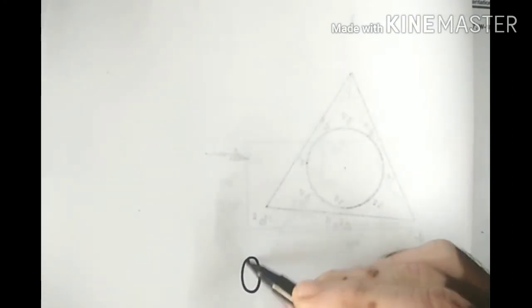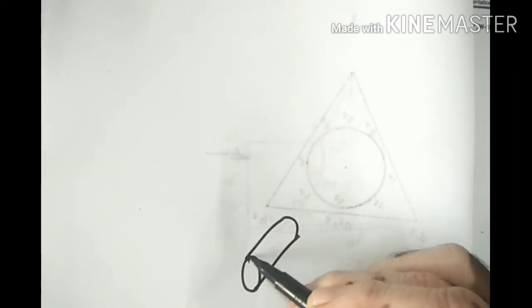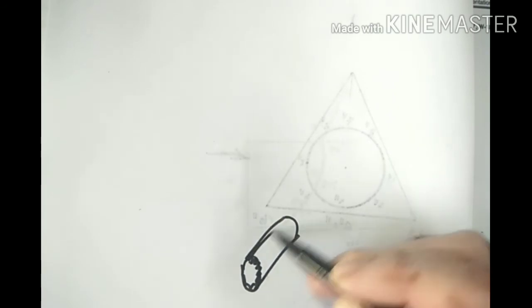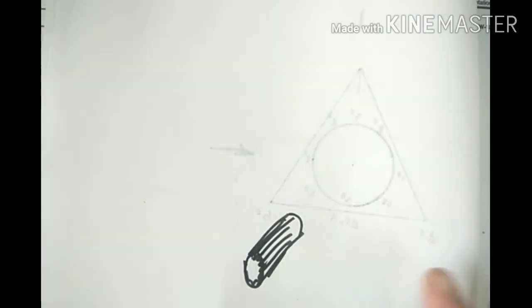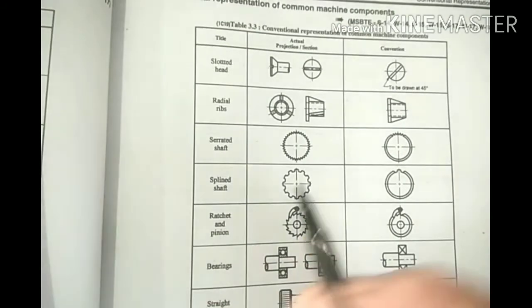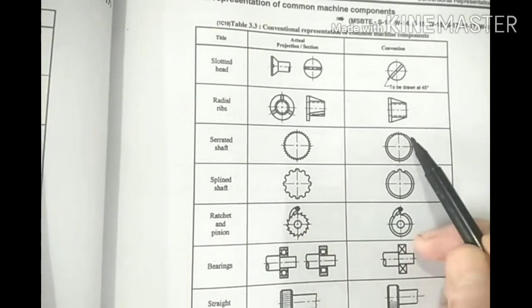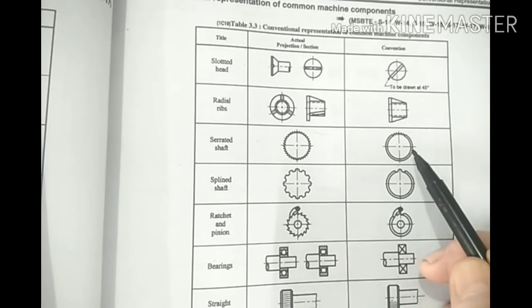The normal shaft is like this, and if there are teeth, that is called serrations. So this serrated shaft is actually represented like this, and conventionally it is represented like this.